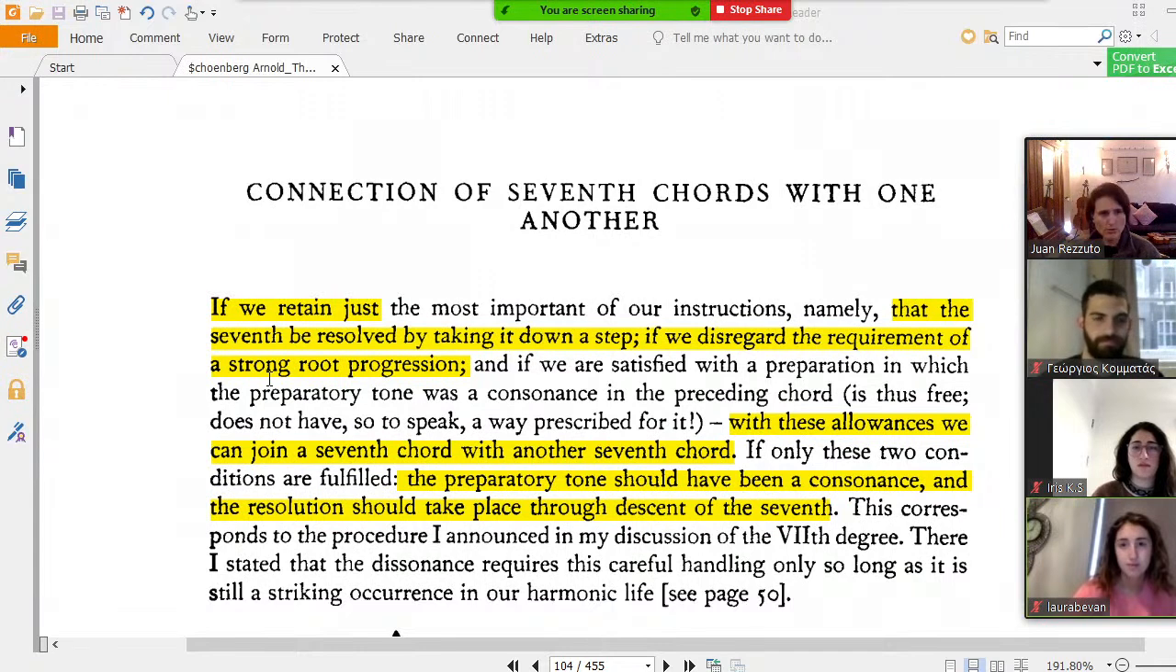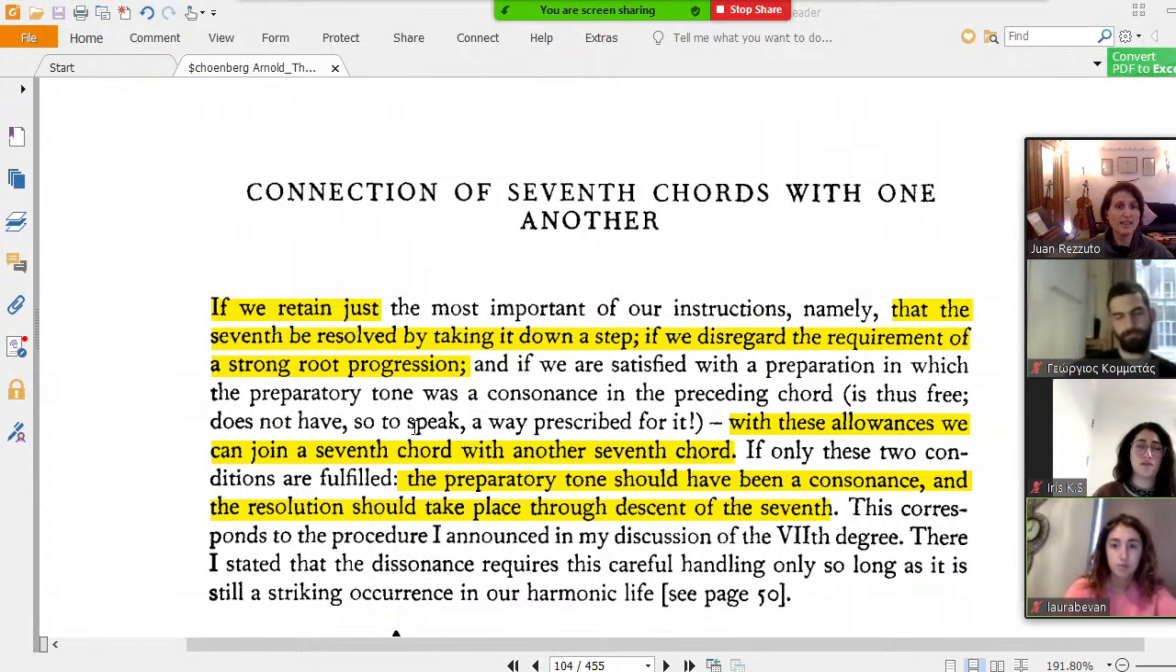Amazing. I didn't want to go into much detail with this chapter because at the end of the chapter it says this: if we disregard the requirement of a strong root progression, and if we are satisfied with a preparation in which the preparatory tone was a consonance in the preceding chord, so there are two things it says: one, the seventh has to resolve down a step, and two, the seventh has to be prepared, and it has to be a consonant in the previous chord.